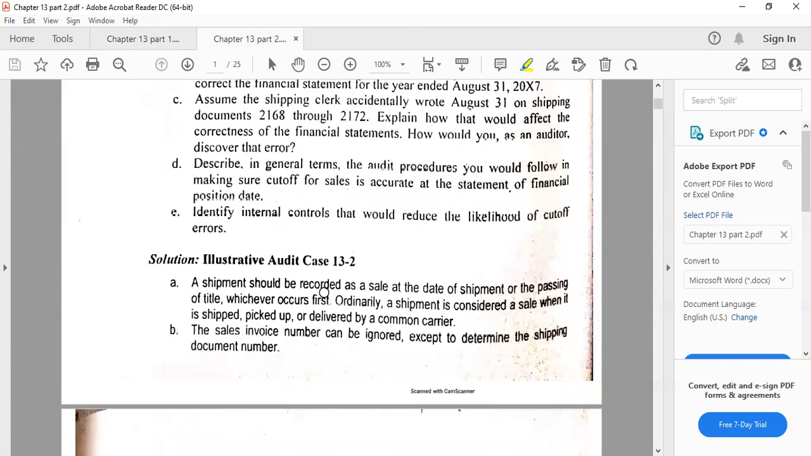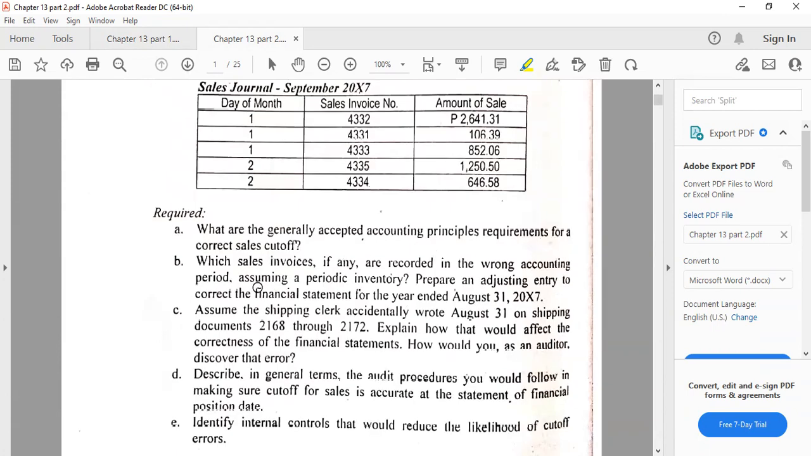A shipment should be recorded as a sale at the date of shipment or the passing of title, whichever occurs first. Either one, whichever occurs first: date of shipment or the passing of title. Ordinarily, a shipment is considered a sale when it is shipped, picked up, or delivered by a common carrier. So that's the answer for letter A.